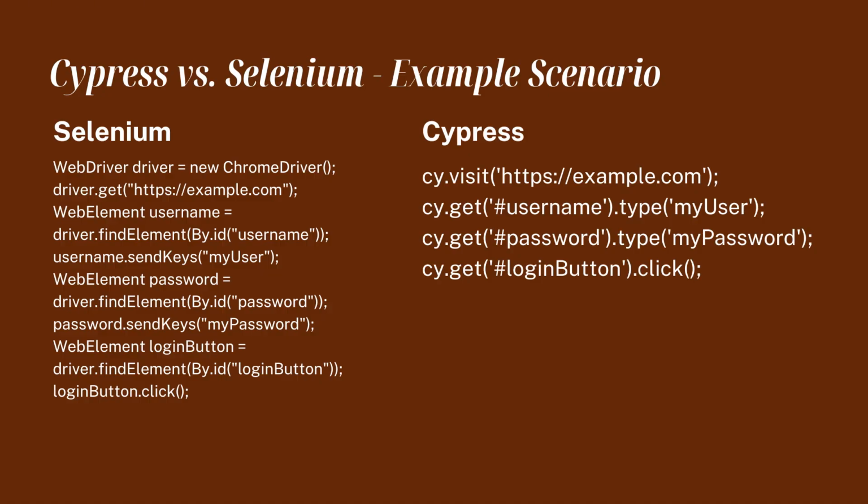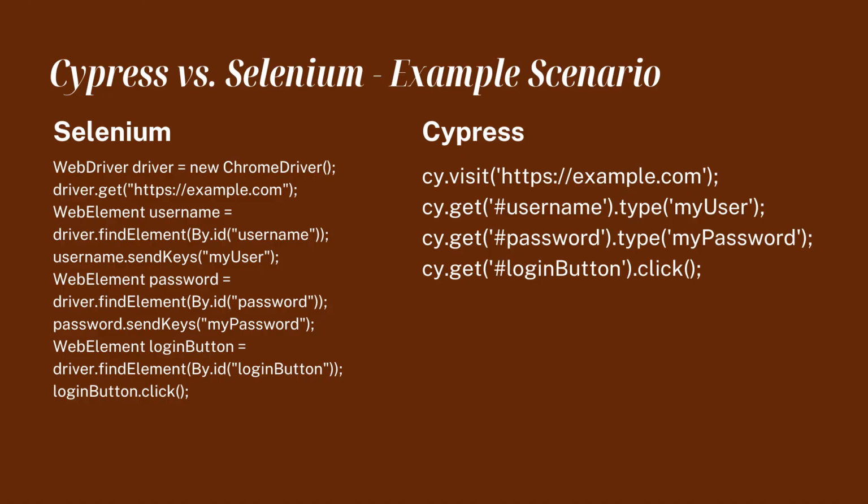Okay, in contrast, Cypress allows you to write the test in a more concise and readable way, and it automatically handles waits and synchronization. So here, if you see, it has to start the Chrome driver. This is Java, by the way, and it has to create an object for the Chrome driver, and it has to open the web page, and it has to find that element, the username. This is for the login feature.